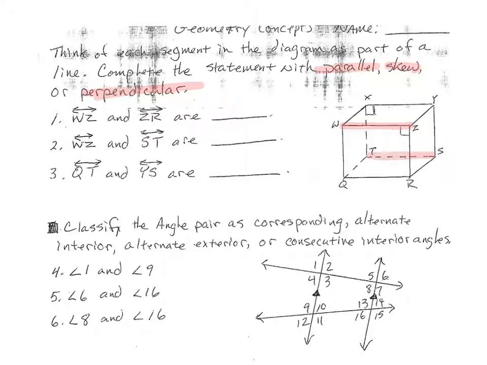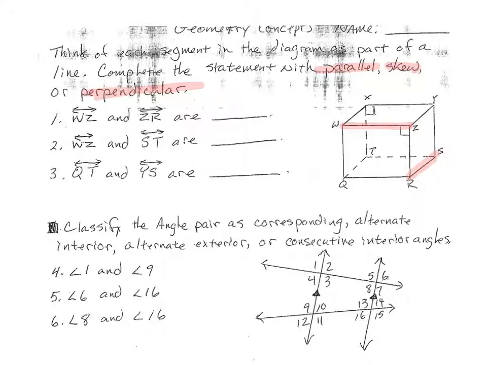Oh, excuse me, I messed up there. Sorry about that. Back up. Wrong one. WZ and ZR, that would be this one right here. I think it's an R. Would those be parallel, perpendicular, or skew? Okay.